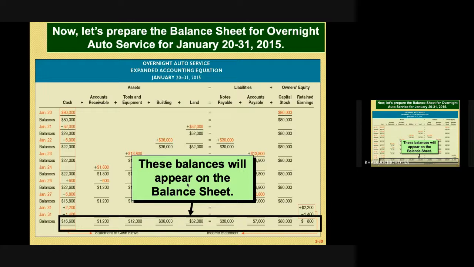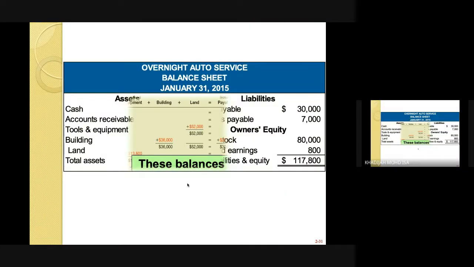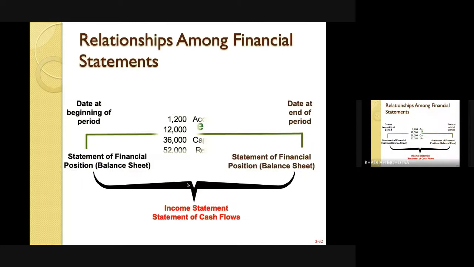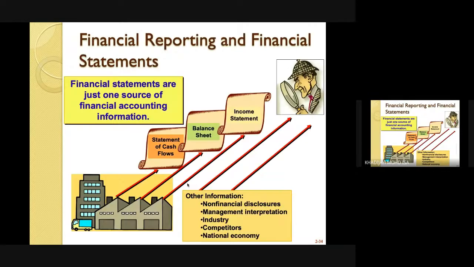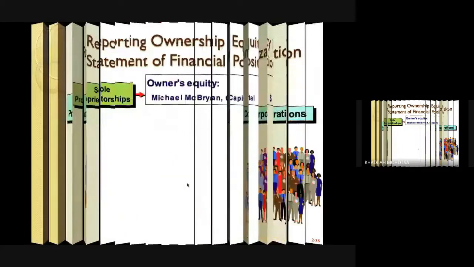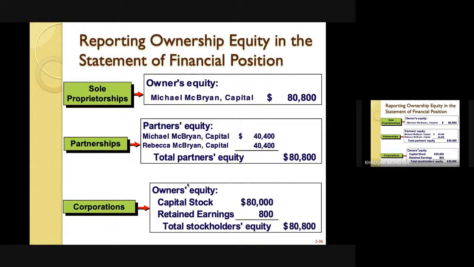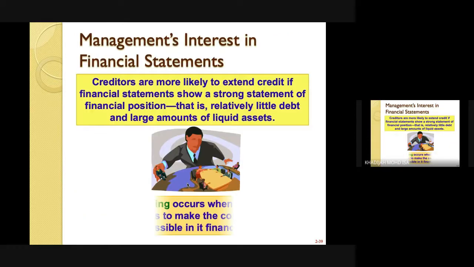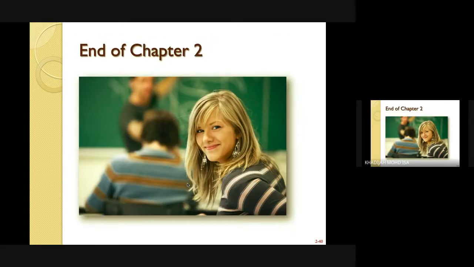So this is what I said, that this appears in your balance sheet. Asset equals liability plus owner's equity, which in this case is 117,800. And then you have the financial statements; we have gone through this. Liquidity and profitability. I think that's all. So that is the end of chapter 2.